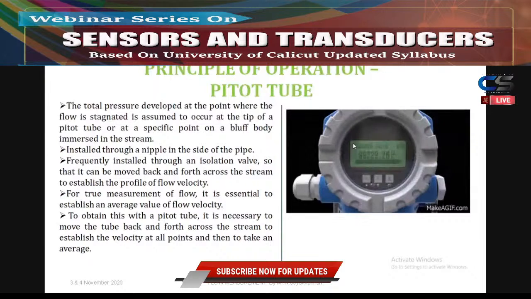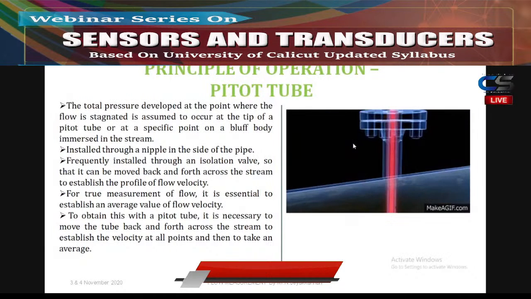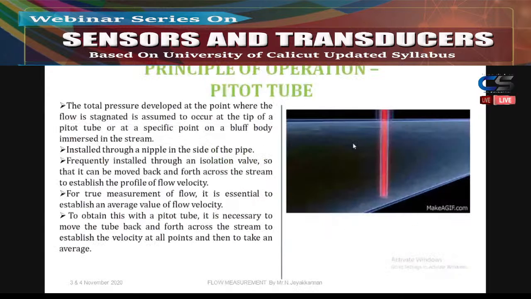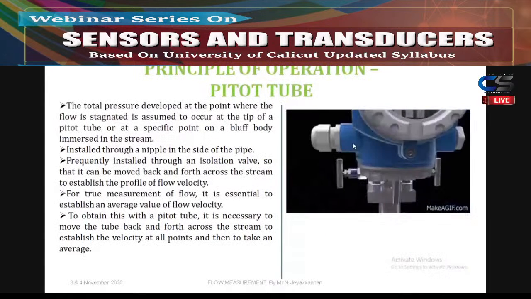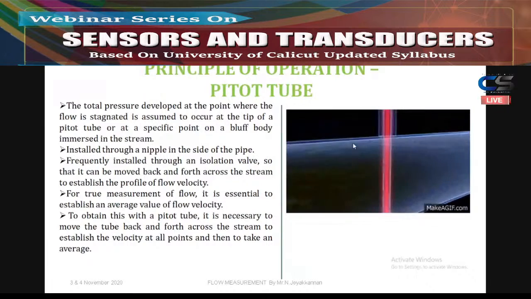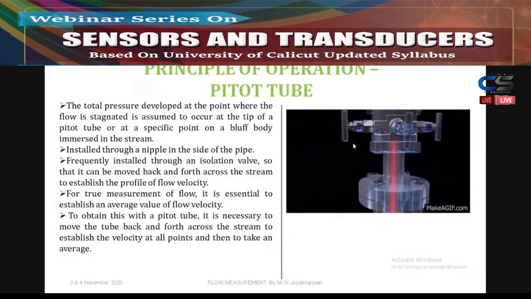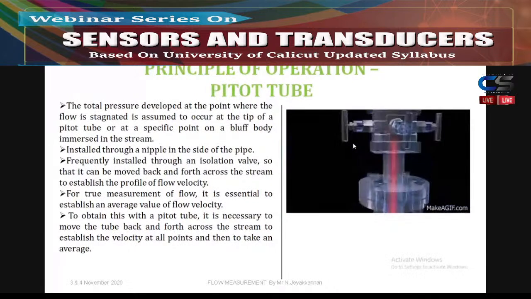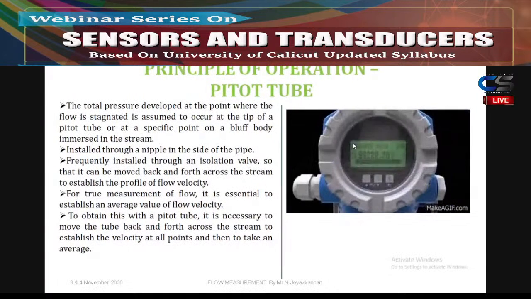And the total pressure developed at the point where the flow is stagnated is assumed to occur. And mainly in a pitot tube, to obtain this, it is necessary to move the tube back and forth across the stream. Say, for example, if you want to measure using the pitot tube, you have to make the pitot tube approach top to bottom.